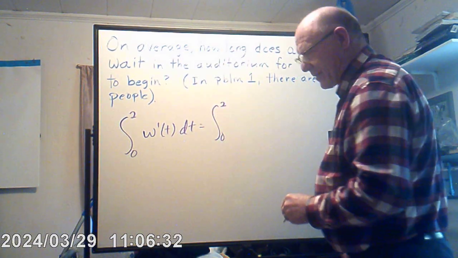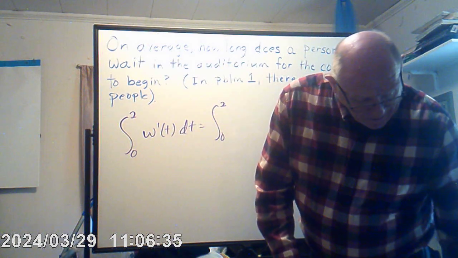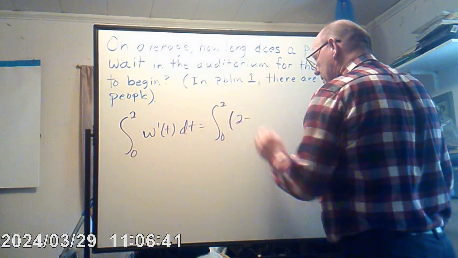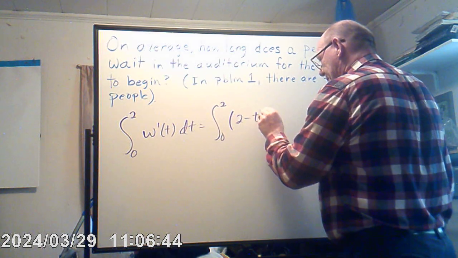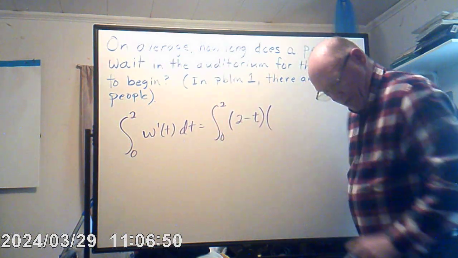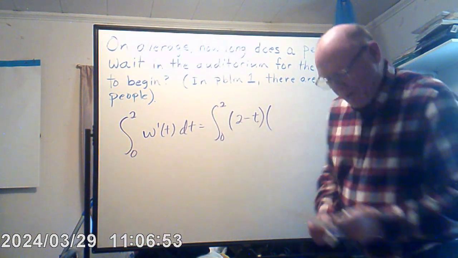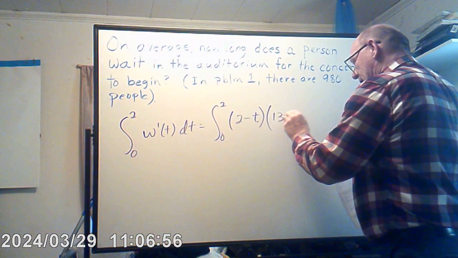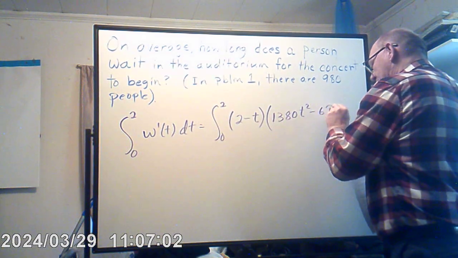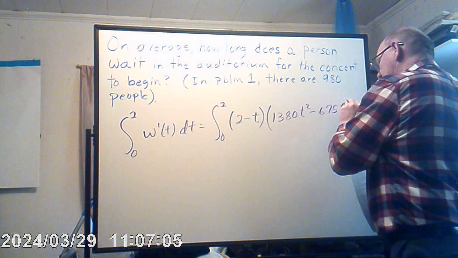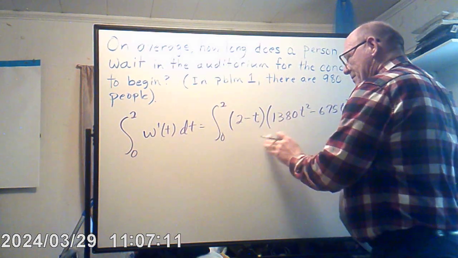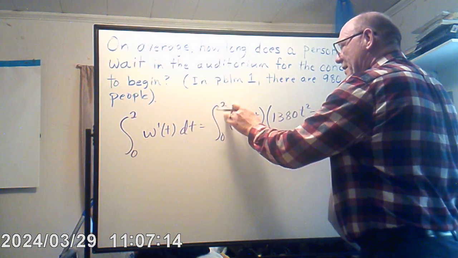Well, I just have to look at the problem again, and that was 2 minus t, if you wish, times r at t, which was, I'm going to go ahead and put the whole thing down, 1380 t squared minus 675 t cubed, all dt right here. Alright, like that. That's what we're doing. We're going from 0 to 2 this time.